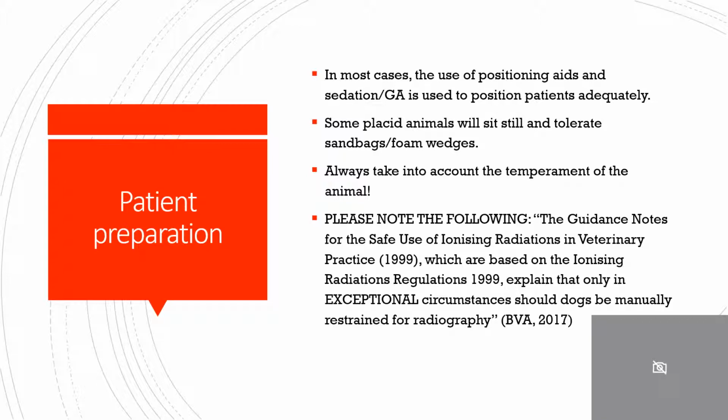Please note the following. The Guidance Notes for the Safe Use of Ionising Radiations in Veterinary Practice 1999, which are based on the Ionising Radiations Regulations 1999, explain that only in exceptional circumstances should dogs be manually restrained for radiography. This applies to all our small animal patients. You should not be involved in restraining animals, as you should not be within the area of the primary beam when an exposure is taking place. We should be utilising other means of restraint, as already stated, to restrain animals adequately.